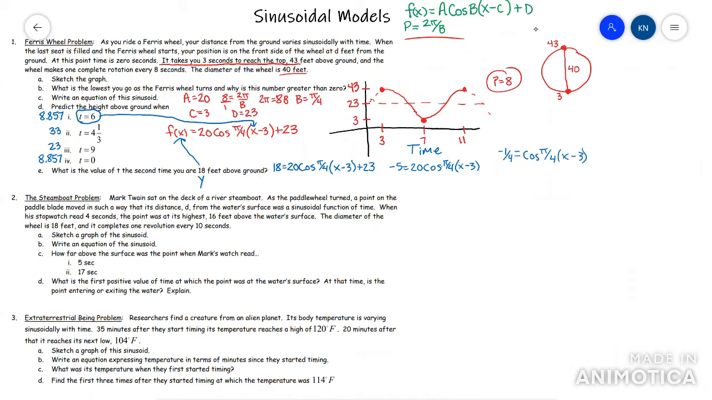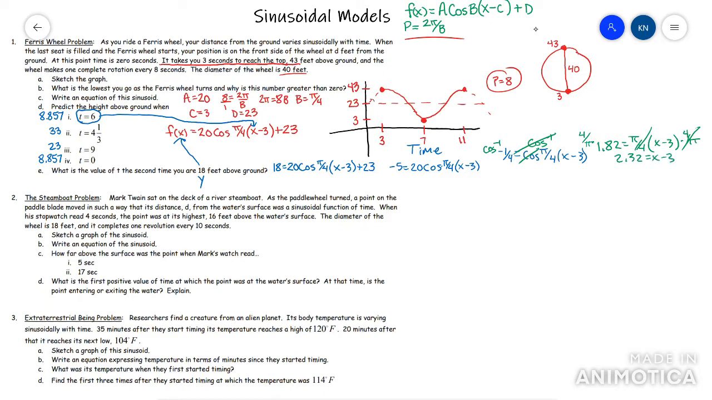You then run arc cosine on both sides because it's going to cancel the cosine on the right side. So when you do this, you'll get like 1.82 equals pi over 4 times x minus 3. Now you would times by 4 over pi to cancel this. So you end up with, let's see, that's 2.32.